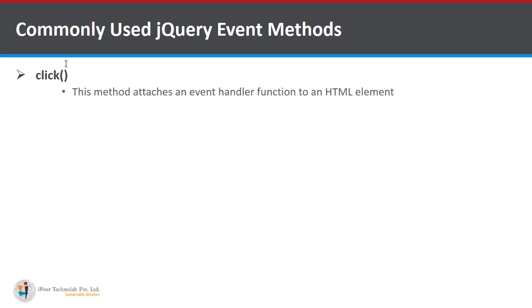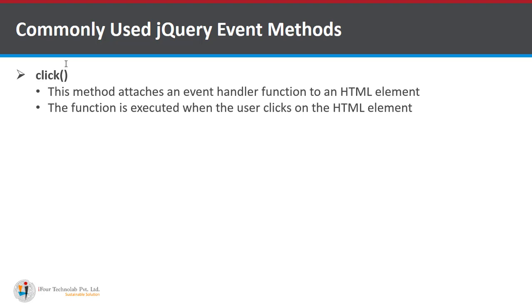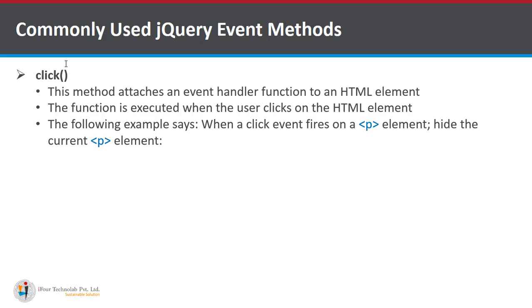First one is click. This function is executed when user clicks on an HTML element. For example, you can see here the example: when a click event fires on a P element, hide the current P element. So if you want to hide the current P element, insert your function $(this).hide. $(this) means the element which is now active for this action. It is referencing this P tag only. This means this P tag will be hidden.